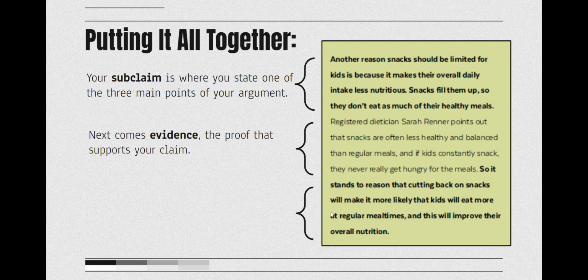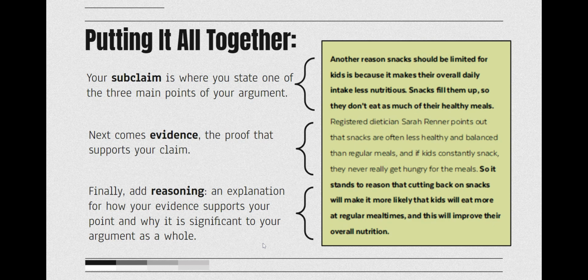All right, and moving into the third part of this paragraph here, this is our reasoning. So this is our explanation of how our evidence supports our point and then why it's significant to our argument as a whole. In your paragraphs, you're going to be doing this process 2 times. So you're going to pull at least 2 pieces of evidence to support one subclaim and then explain and reason it twice.